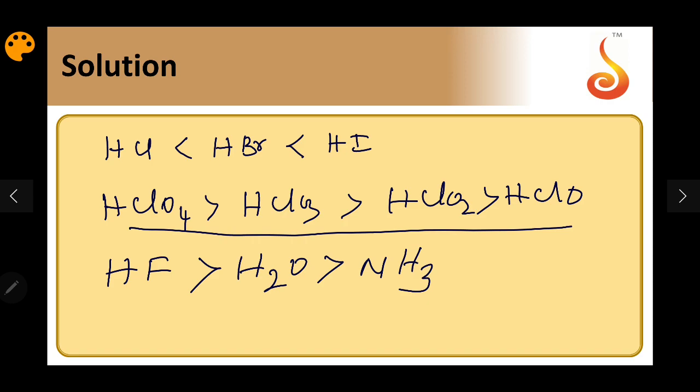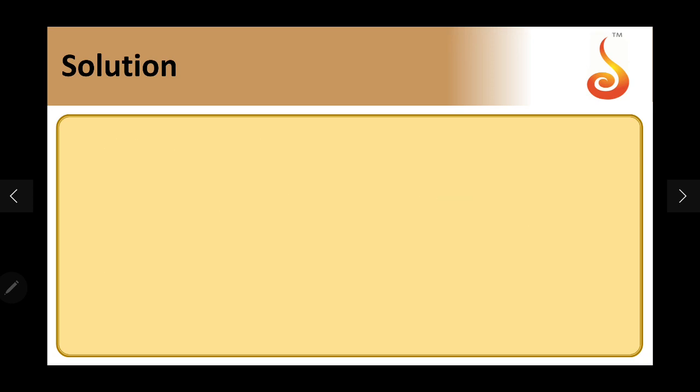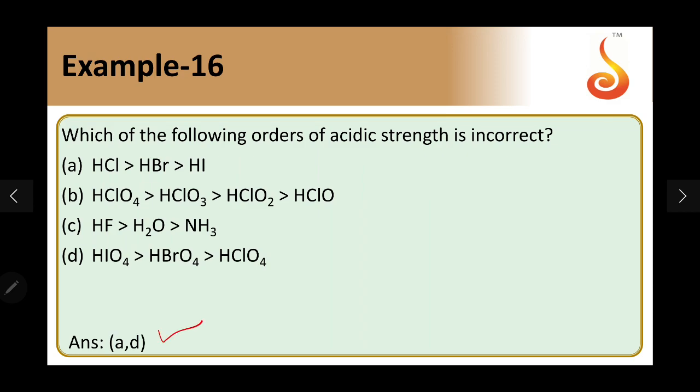Among perhalic acids, HClO4, HBrO4 and HIO4, HClO4 is the strongest acid. The order should be HClO4, then HBrO4, then HIO4. The given option is actually opposite to that. So options A and D are incorrect, options B and C are correct. So in the given options, the answer is A and D. This is incorrect, this is incorrect. These two are correct orders.